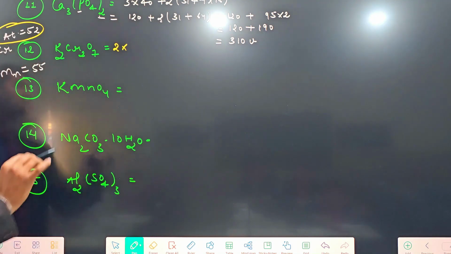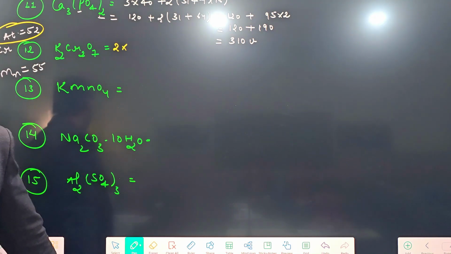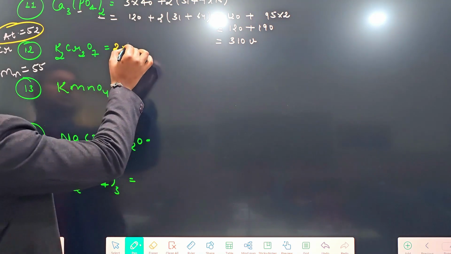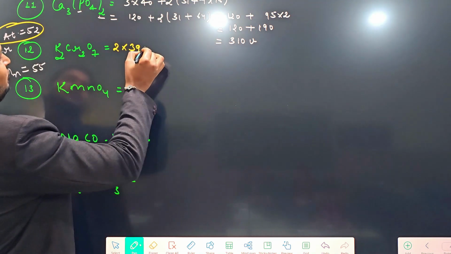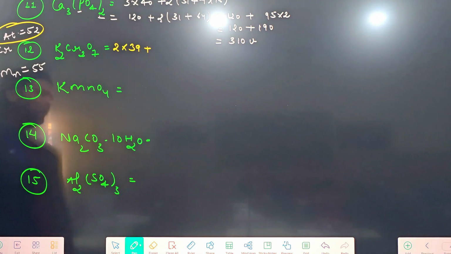39, because the atomic number is 19, beta. 19 is an odd number. Just double it and add 1. 19 times 2 is 38, plus 1, 39. Then after that, the symbol of addition.